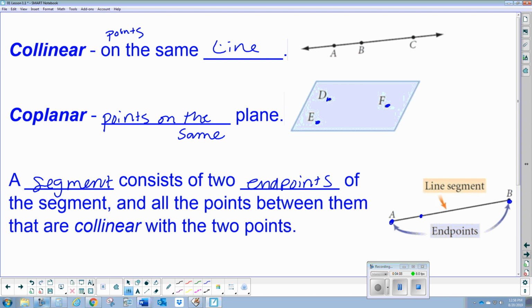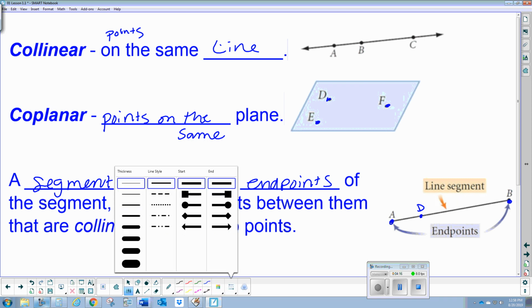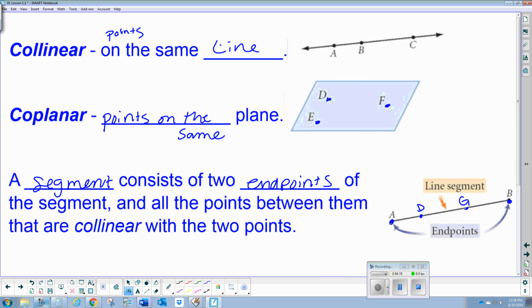So we could have a point D, we could have a point G, and we generally label those with capital letters. So we'll call this point G. I don't know, this could be point Z. All of those points are on the segment AB. And we name segment AB by just putting a line without arrows above the 2 endpoints.